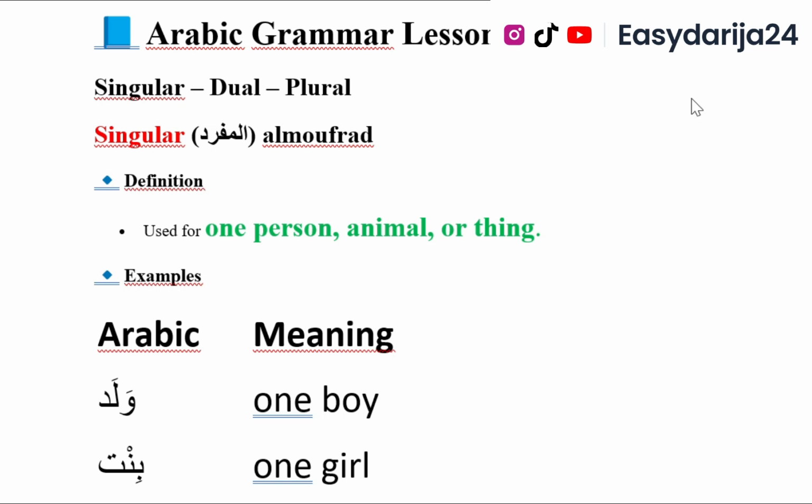So today we're going to talk about a subject, the singular and the dual and the plural in Arabic, standard Arabic language.